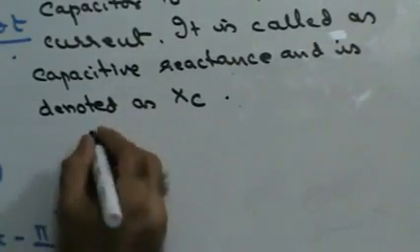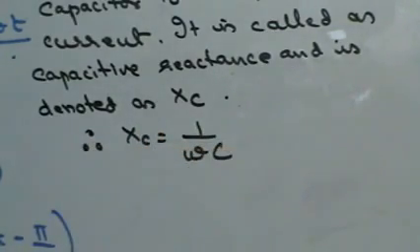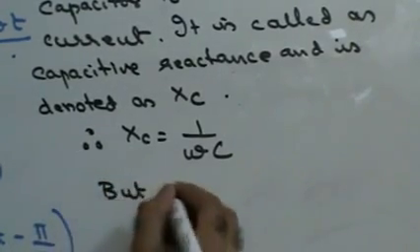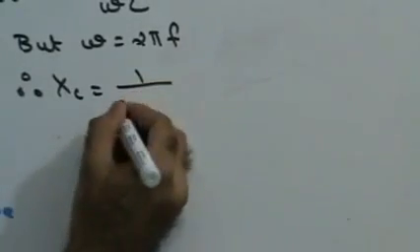Thus, I can therefore say that capacitive reactance is 1 upon omega C, but omega we know is 2 pi f. Therefore capacitive reactance is 1 upon 2 pi fC, right? So that is going to be my capacitive reactance. Fine, do we get this thing here?